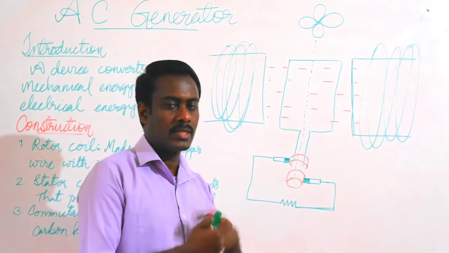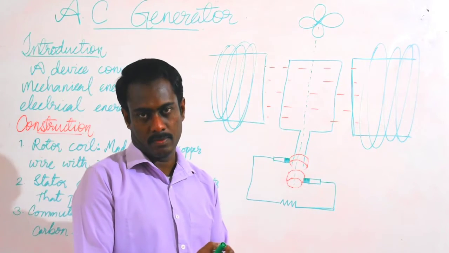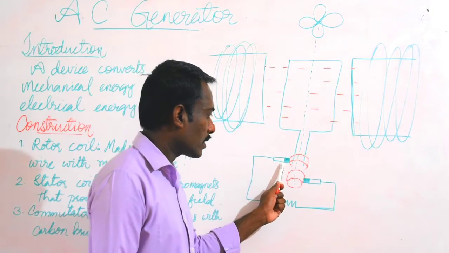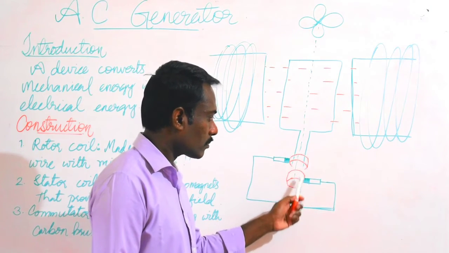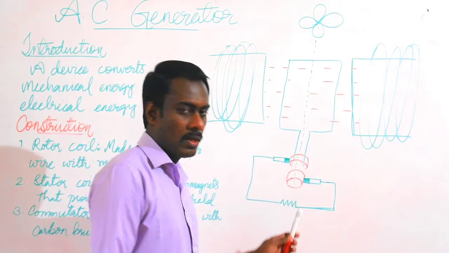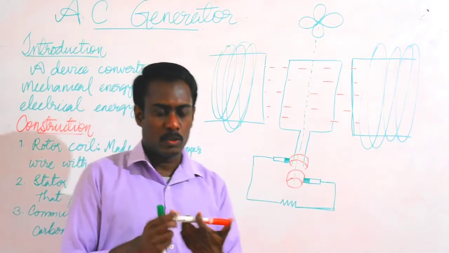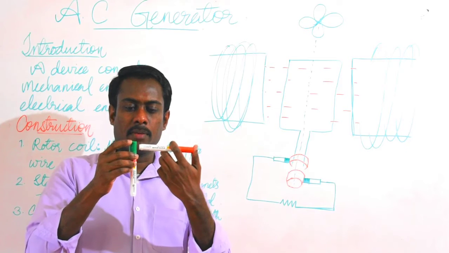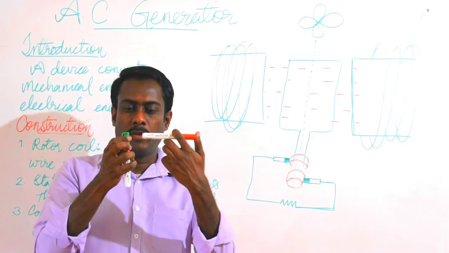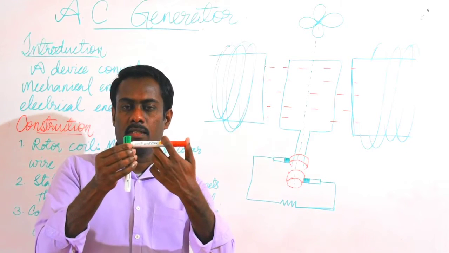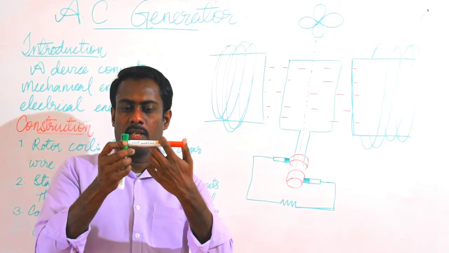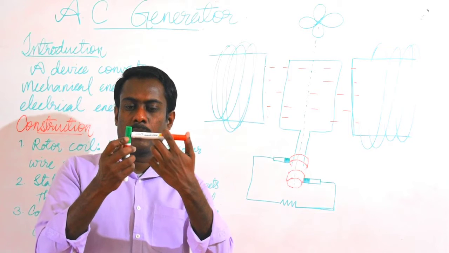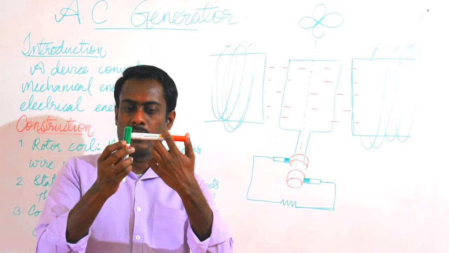Still, how does this current commutate? How can we take it out? Here is the solution. Two carbon brushes are placed against the rings. They are not fixed to the rings. Each carbon brush has a spring, and when you press it, it comes in contact with the ring. So when the shaft rotates, the carbon brush stays in contact with the ring as it rotates.